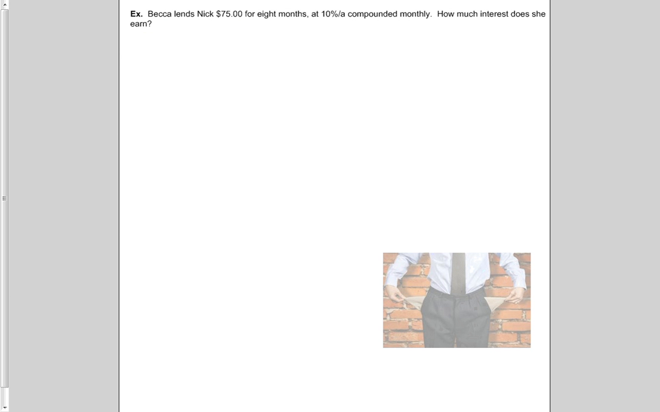Becca lends Nick $75 for 8 months at 10% per annum compounded monthly. How much interest does she earn? First thing I need to determine is whether it's an annuity or a one-time deal. It appears to be a one-time deal. There's no mention of paying it off monthly.